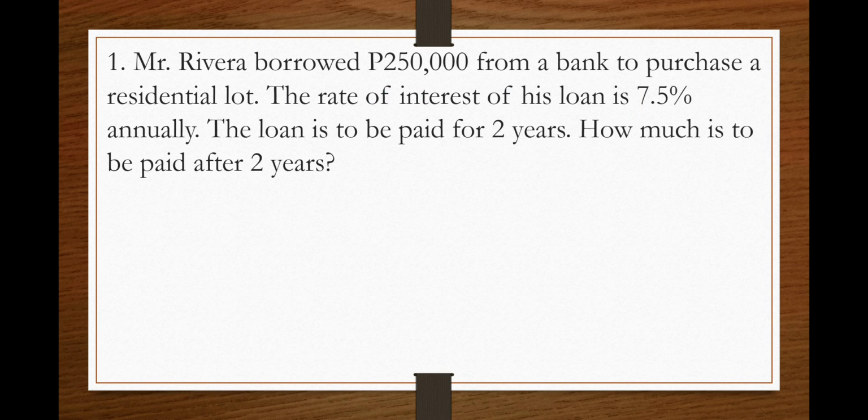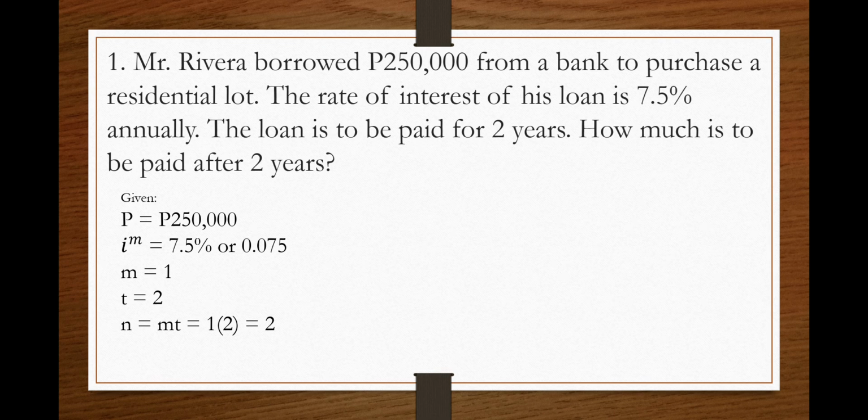For example, Mr. Rivera borrowed 250,000 from a bank to purchase a residential lot. The rate of interest of his loan is 7.5% annually. The loan is to be paid for 2 years. How much is to be paid after 2 years? So given in the problem, the principal is 250,000 and the interest rate is 7.5%, or that is 0.075, then m is equal to 1 because that is annually and t is equal to 2 because that is payable for 2 years.